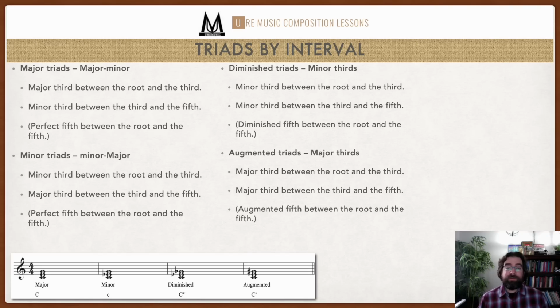These are all going to be major triads because they share the same interval relationship between the root, the third, and the fifth. If you want to spell minor triads, the interval relationship is reversed. So instead of a major third on the bottom, you have a minor third on the bottom. And instead of a minor third on top, you get a major third on top. And it gives the chord a less stable sound.